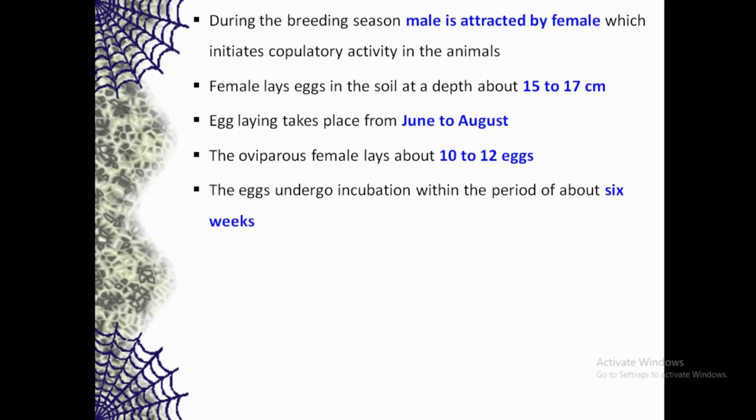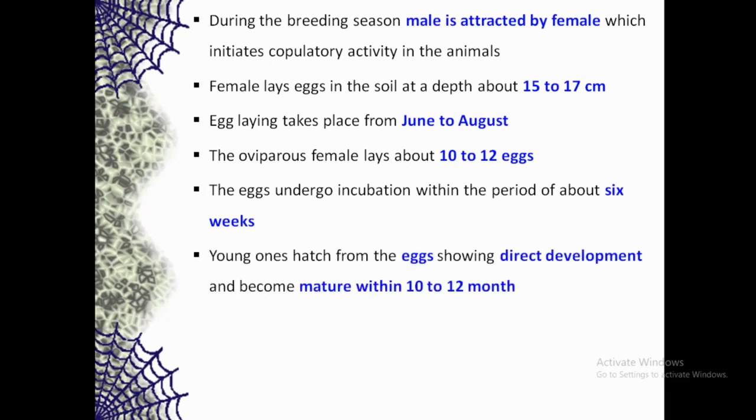and the eggs undergo incubation for a period of about 6 weeks, and the young Calotes hatch from the eggs showing direct development, as the young ones directly show similarities with the morphological features of their parents, and the young ones become mature within 10 to 12 months.